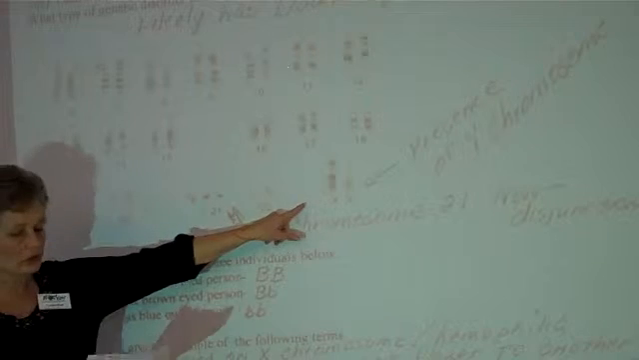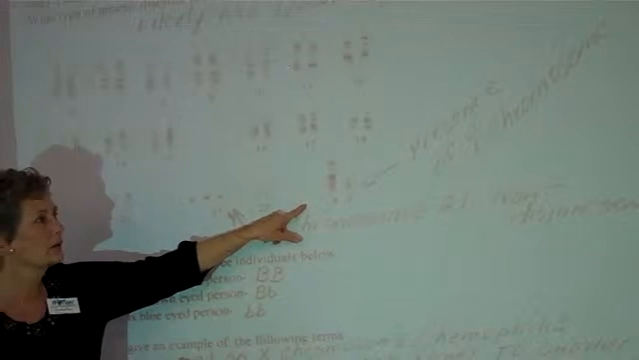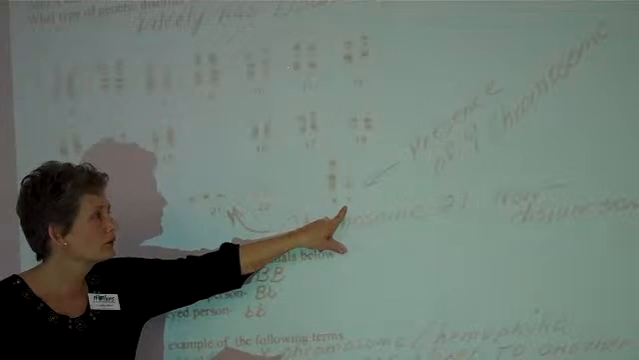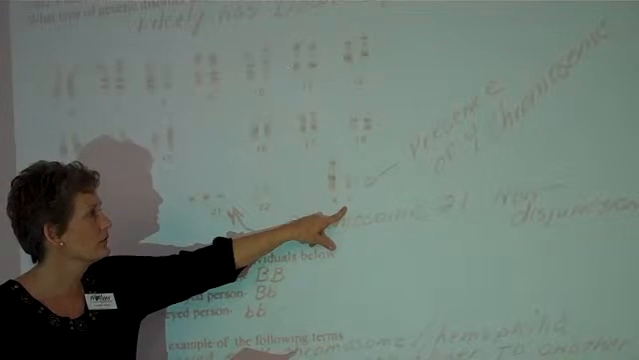So if you'll go back and remember that we are supposed to have 23 pair of chromosomes. Question 1 says whether or not this individual is male or female. Well, if you look carefully at the picture you have on your paper, you see that there is a Y chromosome. The presence of the Y chromosome indicates this is a male.